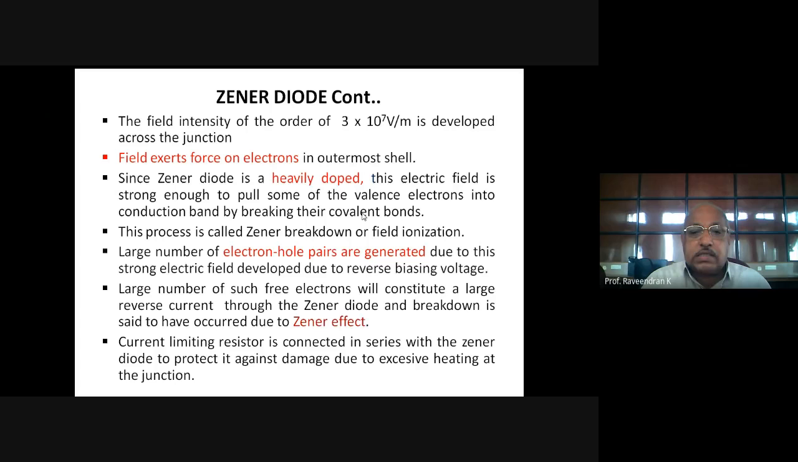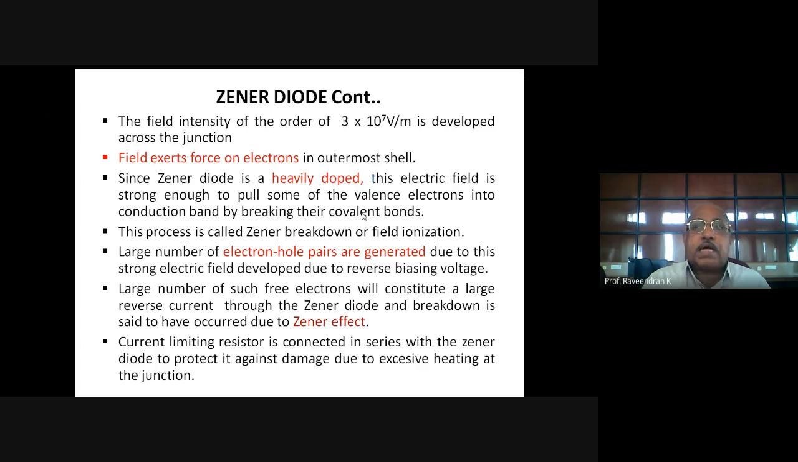The diode is said to have undergone Zener breakdown, or this is what is called the Zener effect. This kind of breakdown of the junction under reverse bias, with the application of a voltage across the reverse biased junction, is called field ionization, and the junction is said to undergo Zener breakdown, or that is what is called the Zener effect.